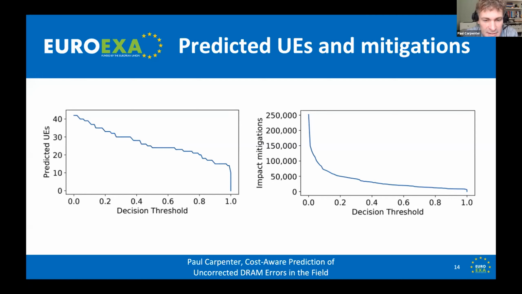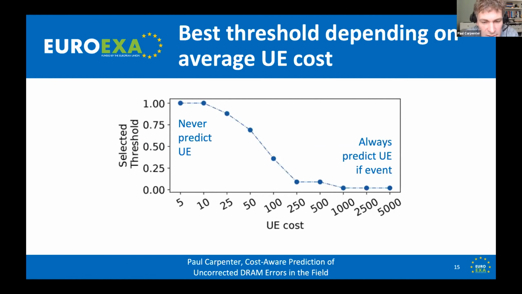But then if you look at the number of mitigations you're doing, if you panic every time you see something, you're going to do an enormous number of mitigations. So there's obviously a knob to tune that. You can look at it and say, I know my system, I know my job distribution, I know what the average UE cost is more or less. Then I guess you would do some offline analysis to figure out what your threshold could be. We're looking now at dynamic systems in future work, but in this study, we just did it statically.